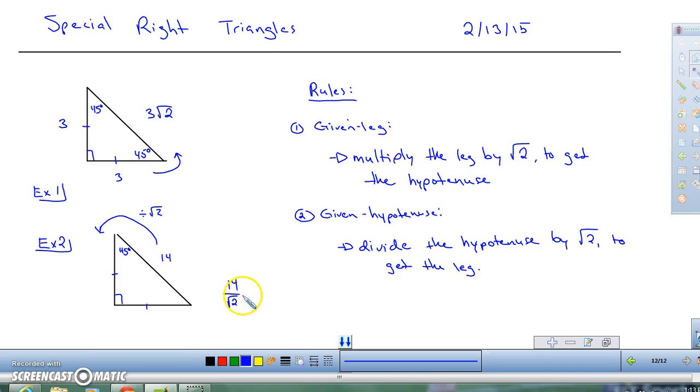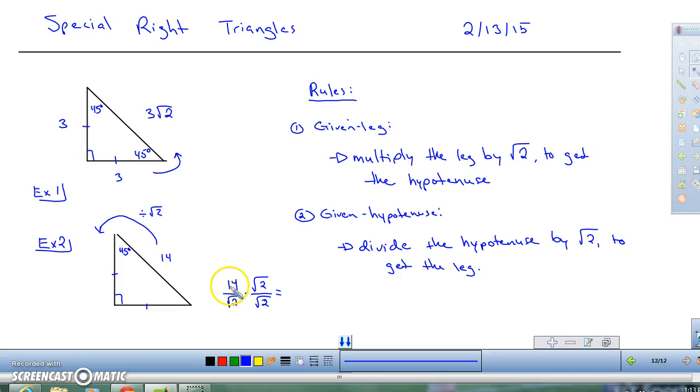Now, we cannot leave the radical 2 in the denominator, so therefore we must use a process called rationalizing the denominator. Later I will share with you a shortcut, but for our purposes I will show you how it works mathematically. So to rationalize the denominator, we multiply by 1. In this case, it's radical 2 over radical 2. We always multiply by whatever the radical is in the denominator to get rid of it.